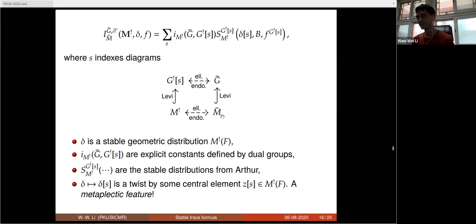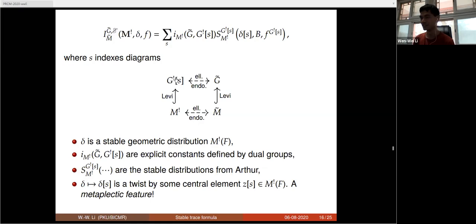So we start from a diagram that looks like this, and we want to complete it in all possible ways to a square where M shriek is embedded into a Levi G shriek, and G shriek is an elliptic endoscopic datum of G tilde. And somehow you can index all the possible completions of this diagram by some letter s.